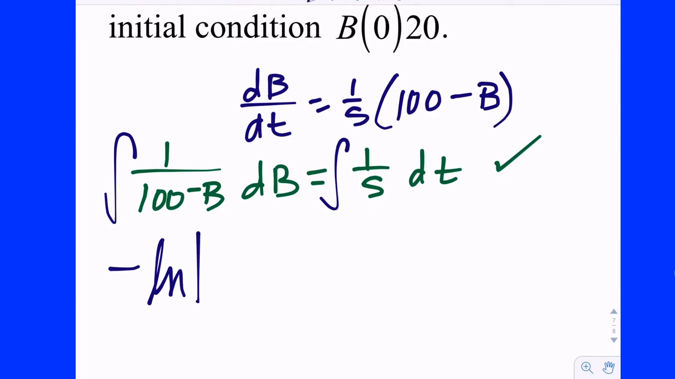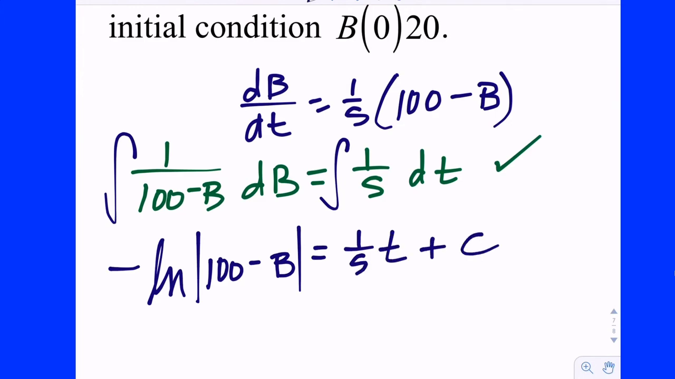Natural log of the absolute value of 100 minus b. Do we need a plus c on that side? No. 1/5, the integral with respect to t is just 1/5 t, and then plus c. Now, I'm guessing you get a check on the left, you get a check on the right, and you get a check for the plus c. Just guessing. We can check later.